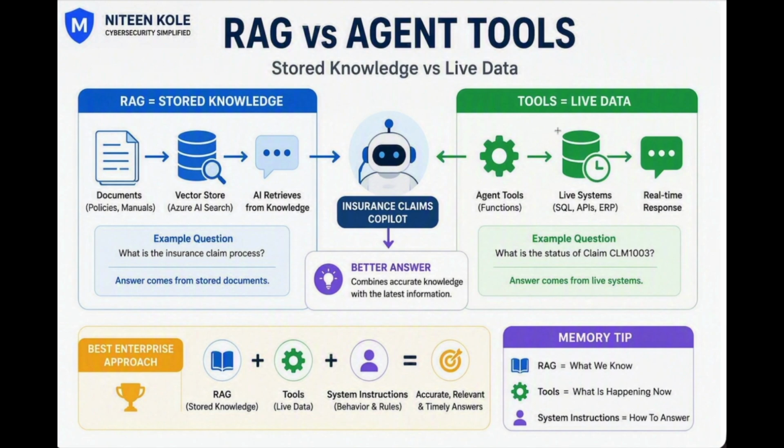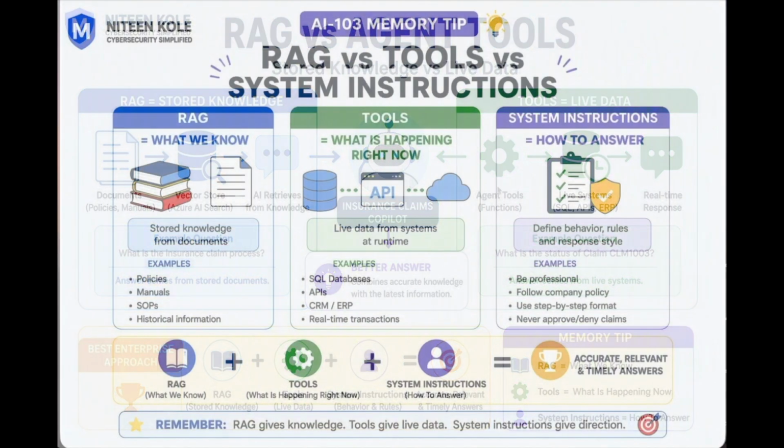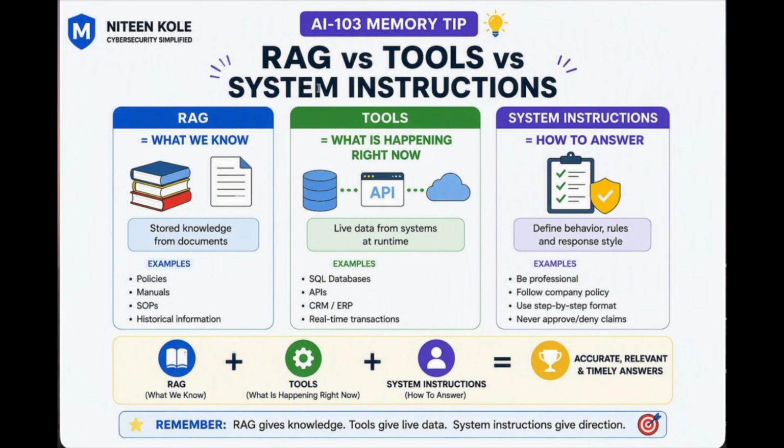This is where tools become important. Tools can retrieve information from SQL databases, APIs, CRM systems, ERP systems, business applications, etc. Memory trick: RAG, what we know. Tools, what is happening right now.